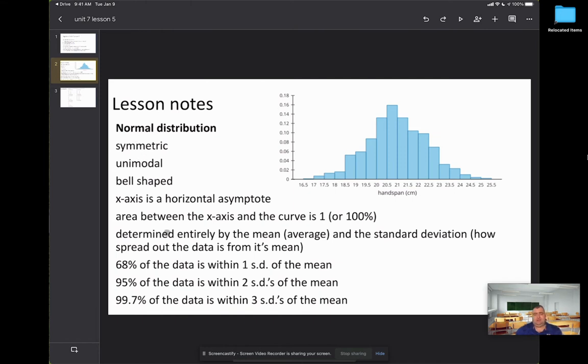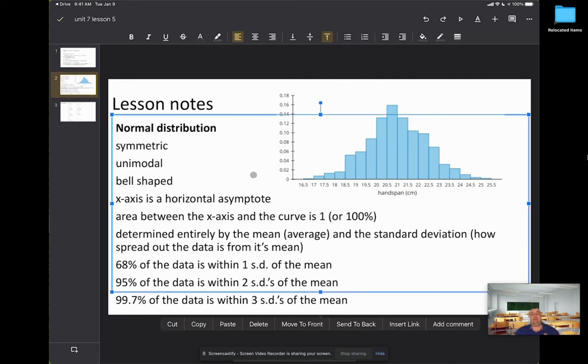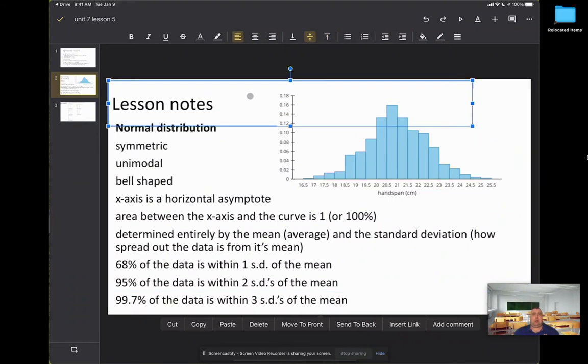So these are the characteristics you see of a normal distribution. As you can see, it's symmetric. Because it's symmetric, we call it unimodal. Unimodal means its graph has one clear high point, and notice that high point is in the middle. So it's symmetric and unimodal, has one high point, and it's bell-shaped, which is why it's known as a bell curve.